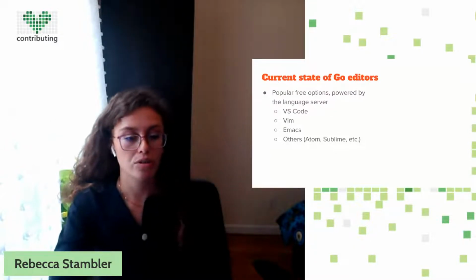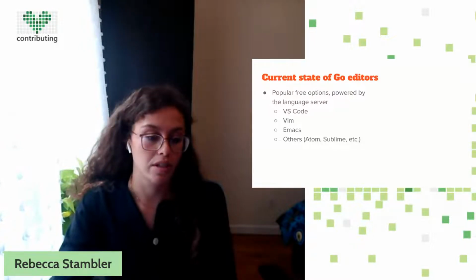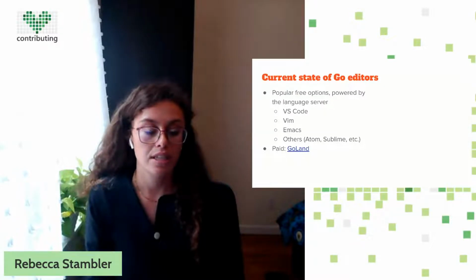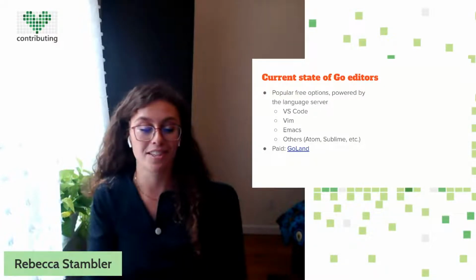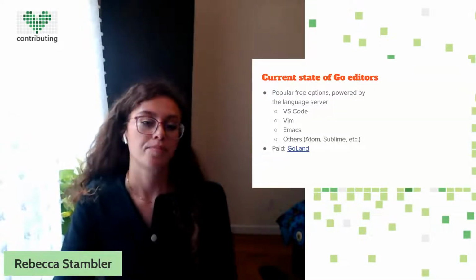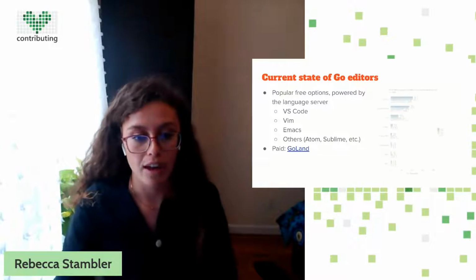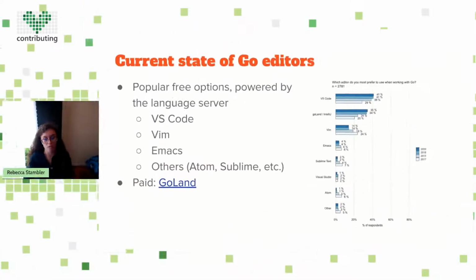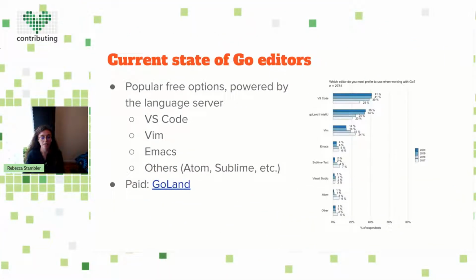And then there's also some paid options which don't use the language server. And so the most popular paid editor for Go is Goland, which is an IDE. That's a JetBrains IDE. You can also use IntelliJ. But the Go team actually runs a survey, and one of the questions that we ask is, which editor do you use? And so VS Code is the most popular at 41%, but Goland is a close second at 35%, and then Vim and Emacs and the few other editors are slightly less popular, but also 14% of people are using Vim, so it is a fairly popular editor.